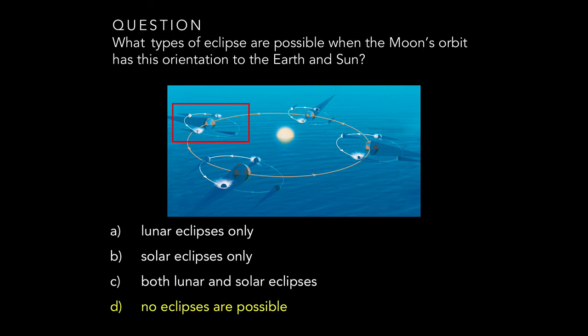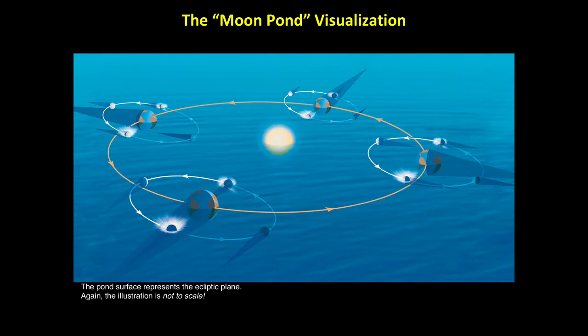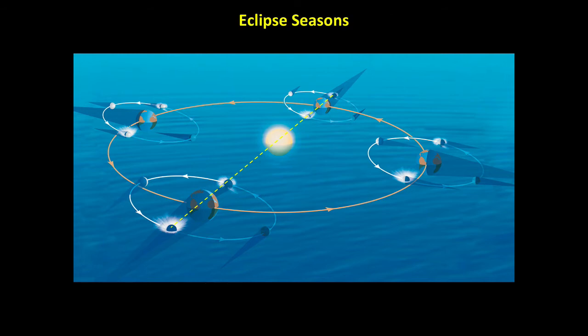The answer is D. No eclipses are possible at this time because the nodes are not lined up with the Earth and Sun. As a result, full moon and new moon occur when the moon is above or below the ecliptic plane. In fact, there are only 2 time periods each year during which the nodes line up close enough with the Earth and Sun to make eclipses possible. These periods, called eclipse seasons, each last a little less than 5 weeks, which is enough time for both a lunar eclipse at full moon and a solar eclipse at new moon.